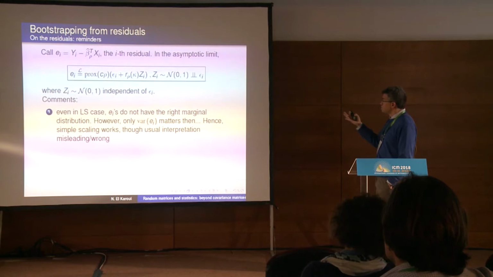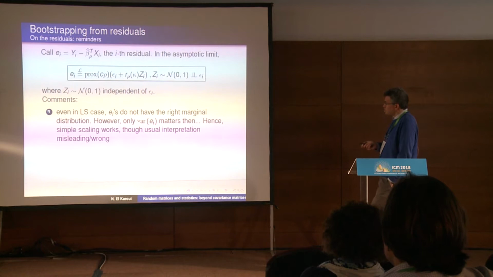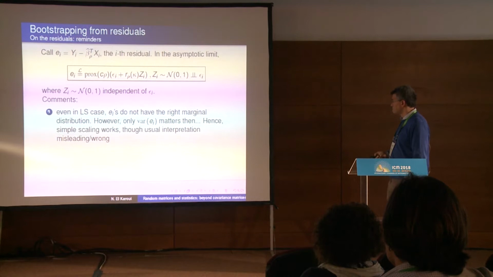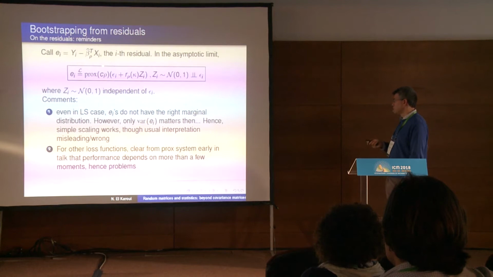So even in the least squares case, these residuals don't have the right marginal distribution, so we're not mimicking the data generating process. However, it's also obvious that in the least squares case, the only thing that matters about the distribution of the errors is its variance. So if you rescale and you get the right variance, it works. I'll qualify this in just a minute. For other loss functions, it's clear that this is going to cause a lot of trouble, and you can't just rescale, or at least not in this way, although we have some ideas for rescaling.